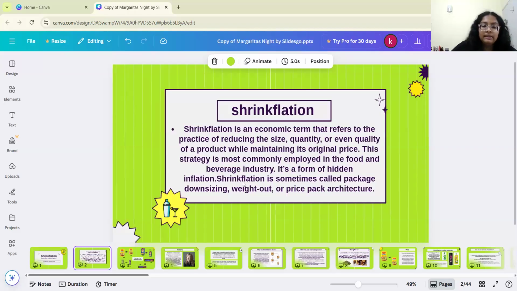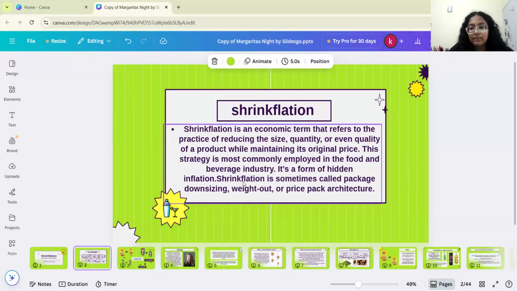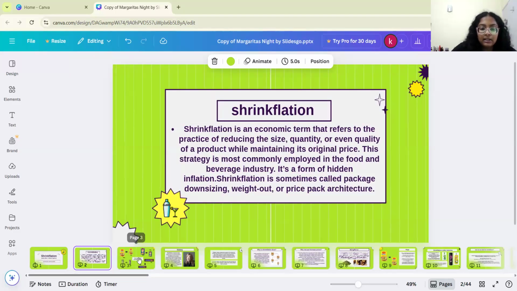So shrinkflation is basically when a company or brand reduces the size or quantity of their product, but keeps the same price. This is mostly common in the food and beverage industry, and it's a form of hidden inflation. Shrinkflation could be done by just straight up reducing the product, or companies often change the shape of the packaging or stuff like that.